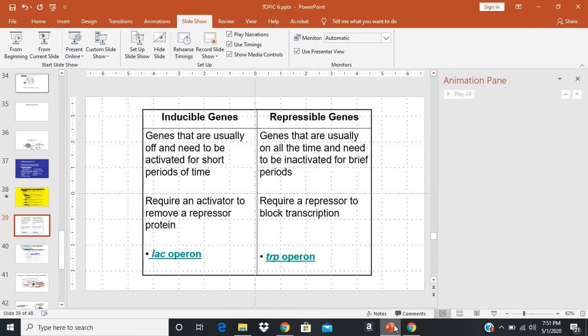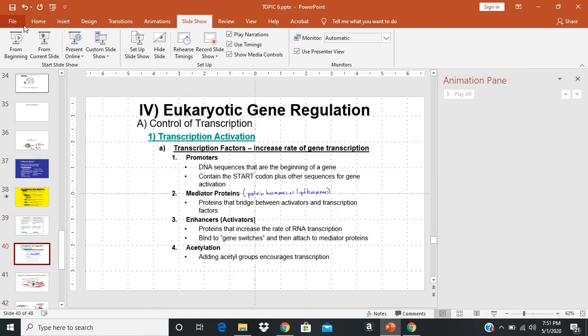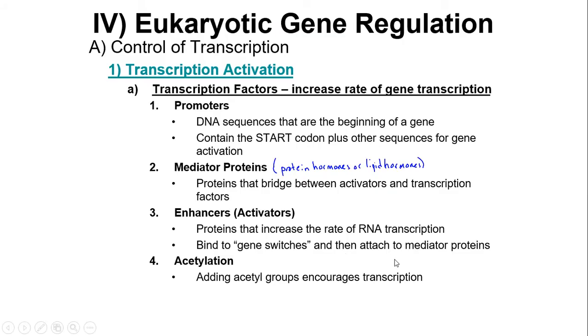Okay, so let's go back to the PowerPoint, and we want to take a look at eukaryotes. And eukaryotes, much more complicated. They utilize a wide range of factors. They utilize transcription factors that increase the rate of gene transcription, promoters, mediator proteins, enhancers, which are activators, and acetylation. Acetylation is a simple thing. If you add acetyl groups to the DNA, it increases the chance that you're going to transcribe it. So the RNA polymerase is more likely to bind and copy that gene.